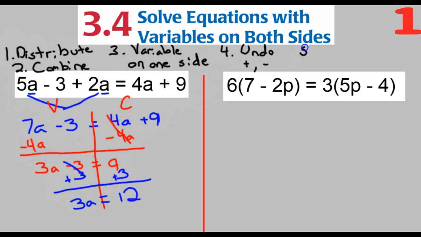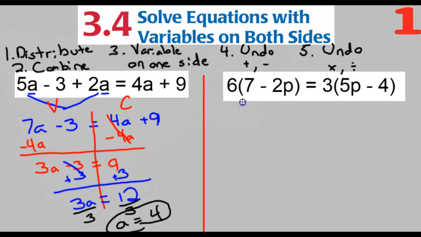Now my last step is to undo multiplication or division. What I have here is multiplication, so I'm going to undo that by dividing. And I get A equals 12 divided by 3, which is 4. So A equals 4.